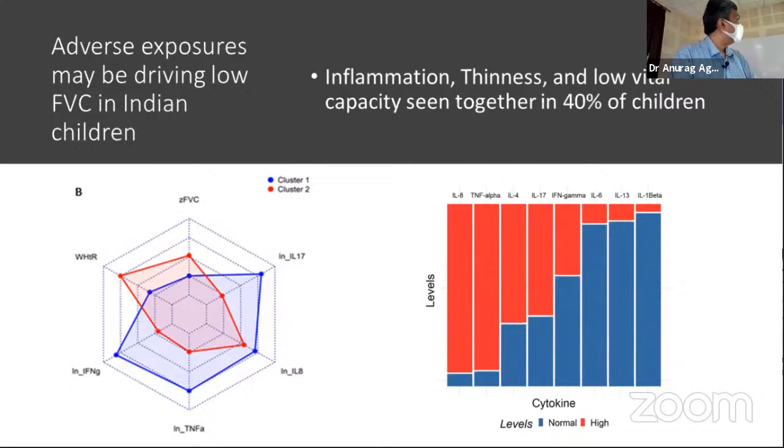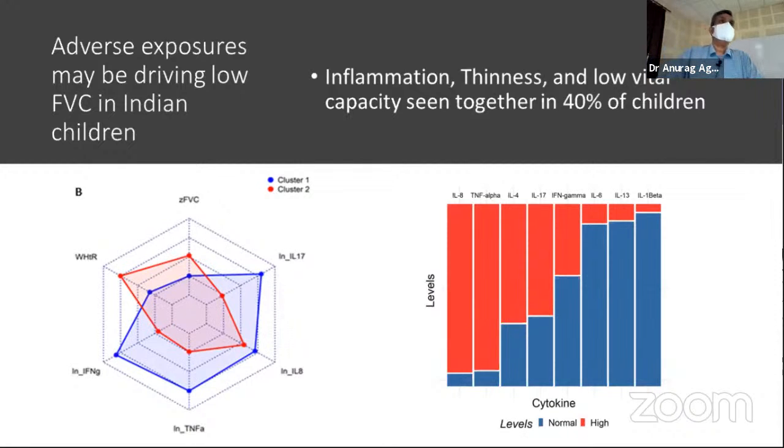And then there are children who are not so thin, that's waist to height ratio. That is your Z score for FVC. That is your TNF alpha. IL-8 is almost universally increased across India based on Western values. There is no Indian value per se. And so basically what we find is inflammation, thinness, and low vital capacity is seen in 40% of Indian children at the age of adolescence.